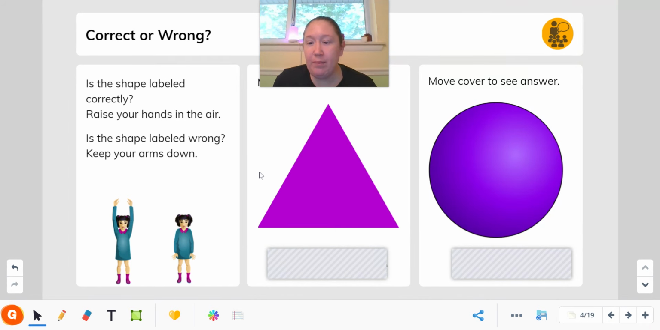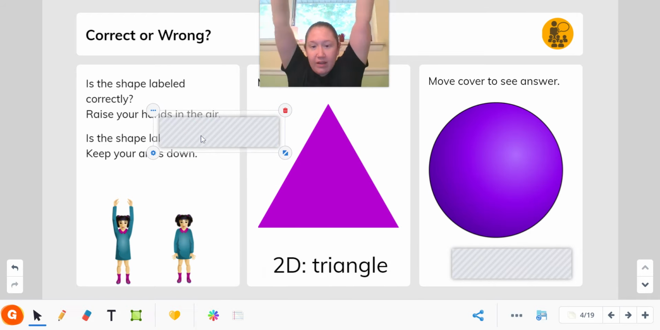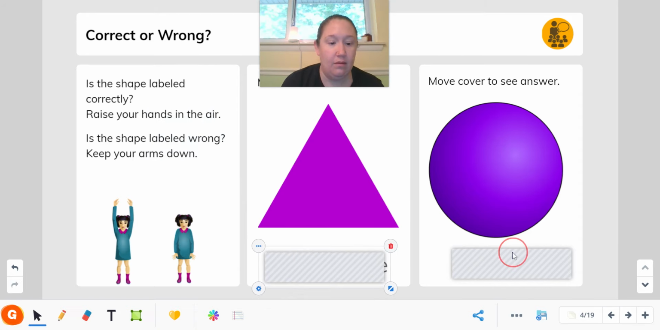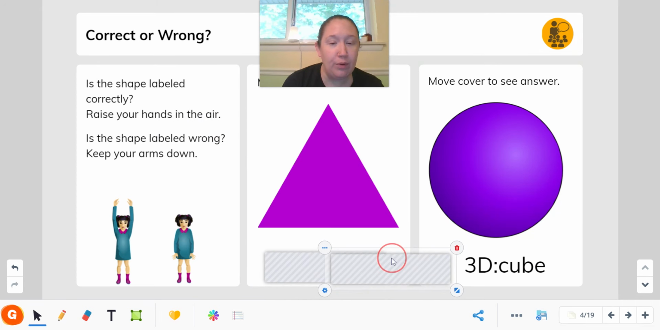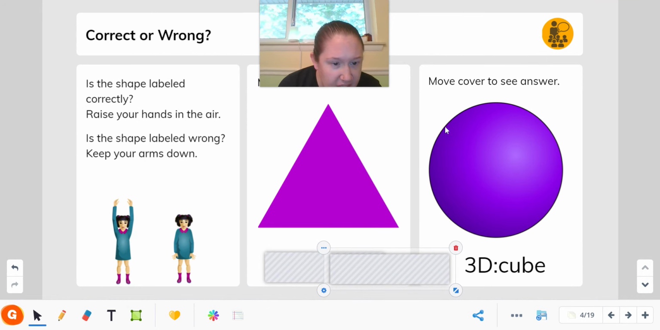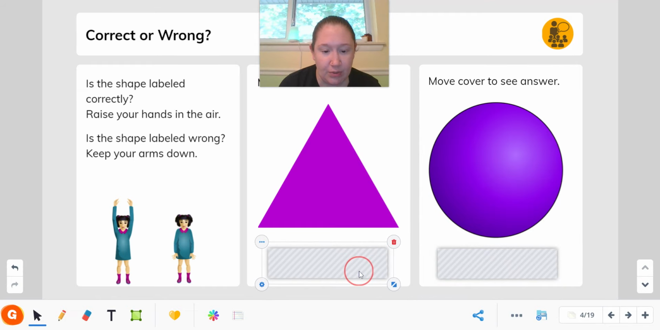Okay, is the shape labeled correctly? When I read the label for the shape, if it's correct, put your hands in the air. If it's not correct, if it's wrong, keep your hands down. Okay, 2D triangle. That is correct. 3D cube. That is not correct. It does look 3D, but a cube is more like a 3D square.